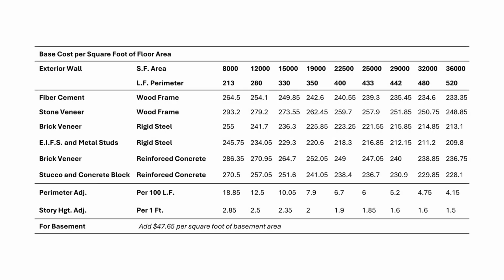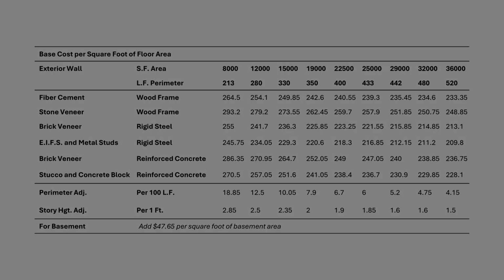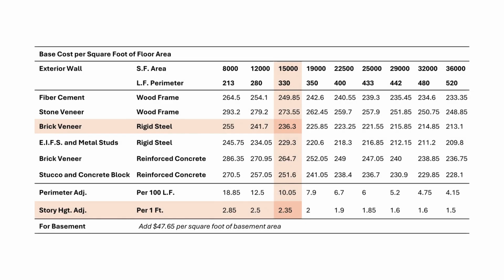Use the story height adjustment row to apply an additive cost per square foot per additional foot. This adjustment reflects higher structural costs, longer vertical runs, and increased material and labor intensity. At the 15,000 square foot column, the story height additive cost per square foot per additional height foot is $2.35. After applying the adjustment, the base cost per square foot increases accordingly. This reinforces a key lesson. Even small parameter changes can meaningfully shift early cost estimates.